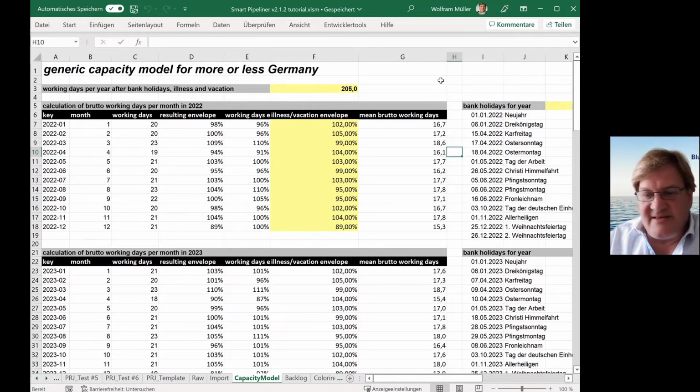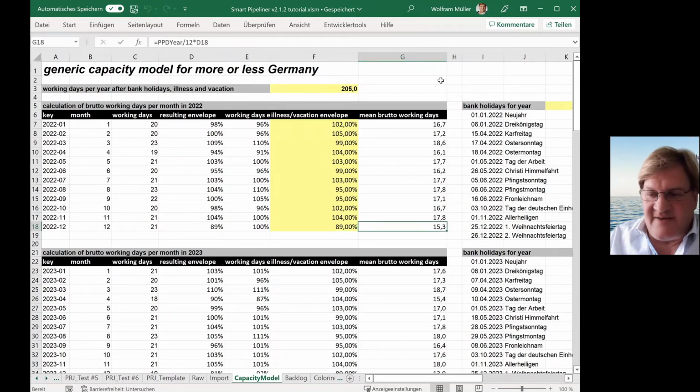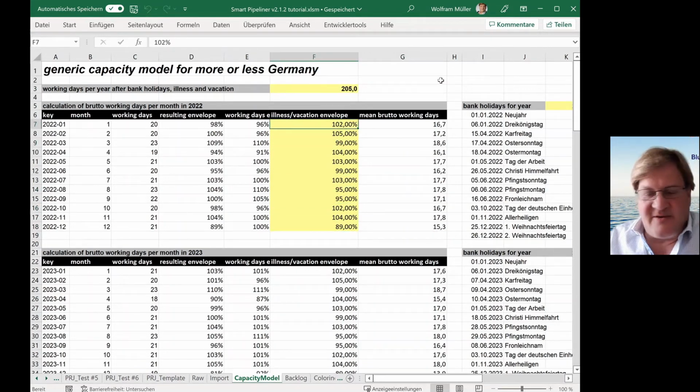And the next thing is this envelope. Even if you have the right number of working days per month, it's not equally distributed. In some months, e.g. in August and September, that's vacation season in Germany, you have more people on vacation, and around Christmas it's even worse. There are real weeks with illnesses and stuff like this. This data is coming out of statistical analysis over the last years.